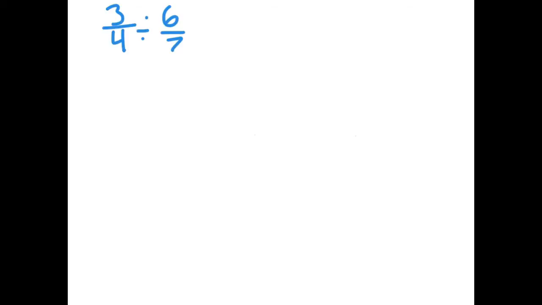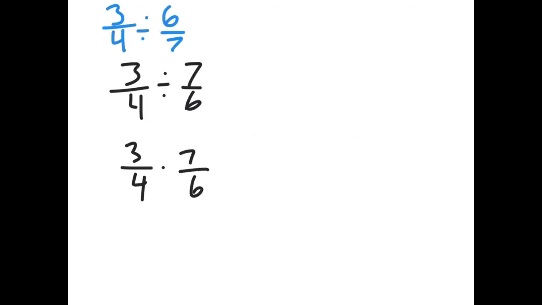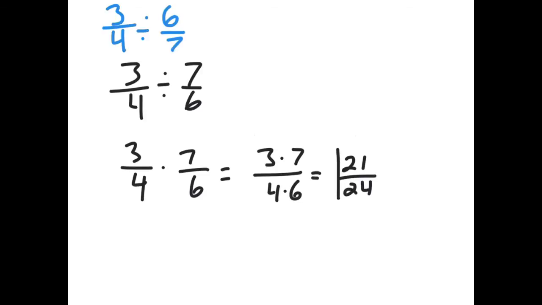So for this problem of 3/4 divided by 6/7, you would do 3/4 divided by 7/6, so 3, and then change it into a multiplication problem. And our answer would be 21/24.